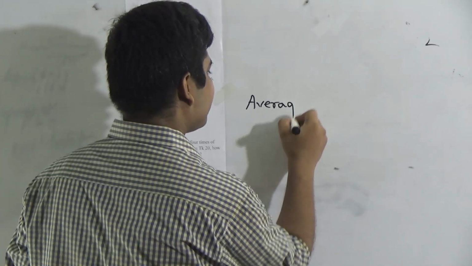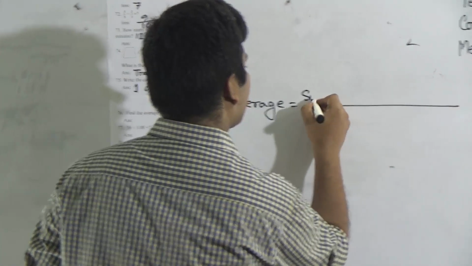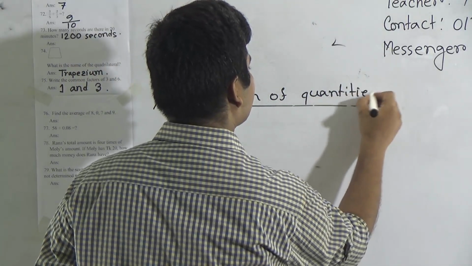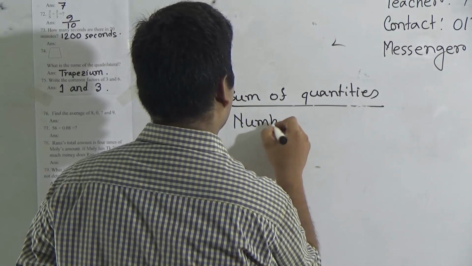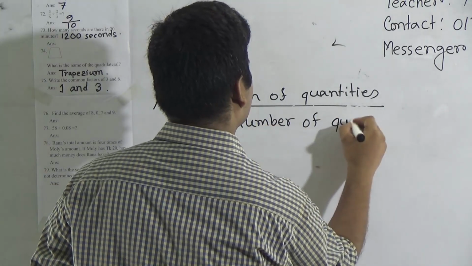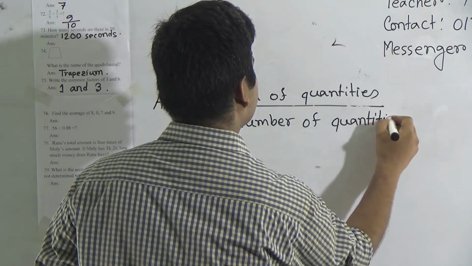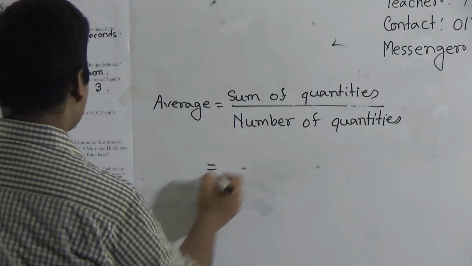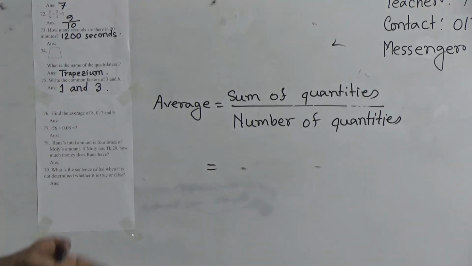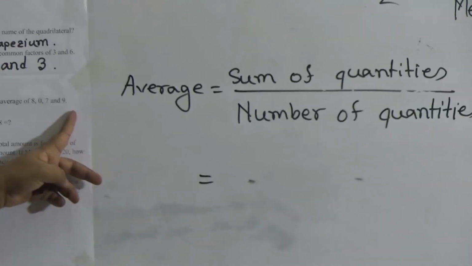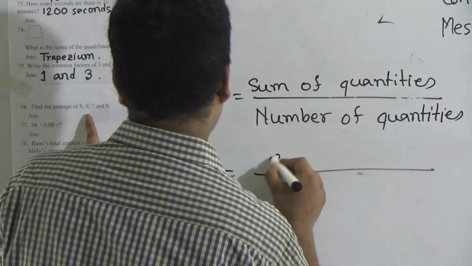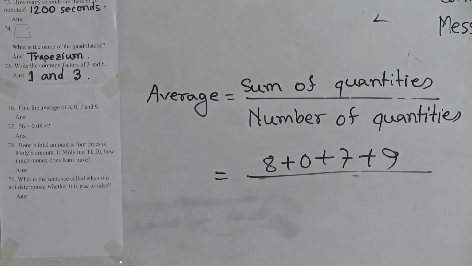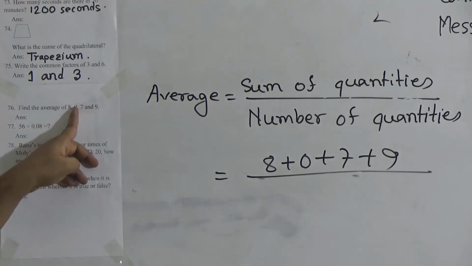Average equals sum of quantities divided by number of quantities. Okay, sum of quantities divided by number of quantities. Here you notice how many data are there, how many quantities are there. 8, 0, 7 and 9. So at first we add 8 plus 0 plus 7 plus 9. Now how many quantities are there? Okay, 1, 2, 3 and 4.